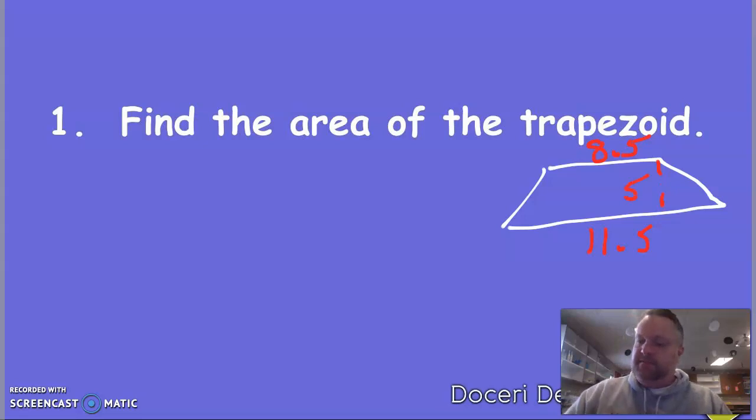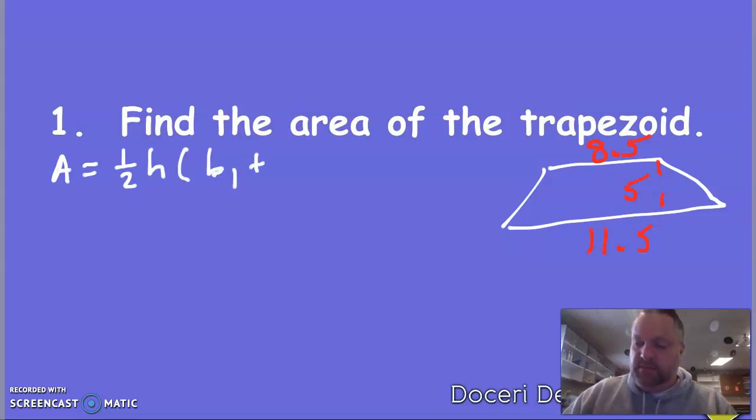Okay, now the first step that you want to do is rewrite the formula for a trapezoid. So the formula for a trapezoid is A equals 1/2 h, stands for height, times base 1 plus base 2 inside of the parentheses. Now wherever I see a number that I can replace the letter with, I'm going to do so. So in this case, I don't know what the A is still. I do know the height. The height's right here. It's a 5, so I'm going to put 1/2 times 5.